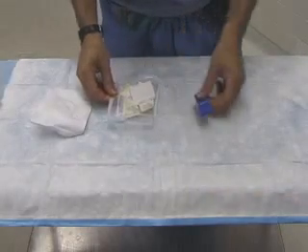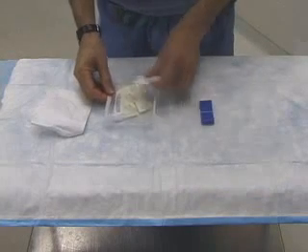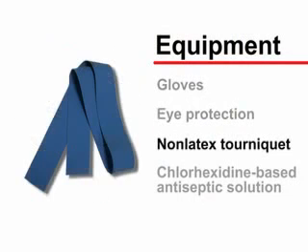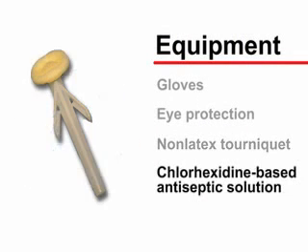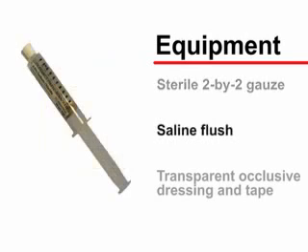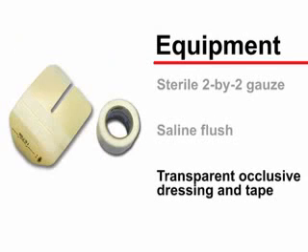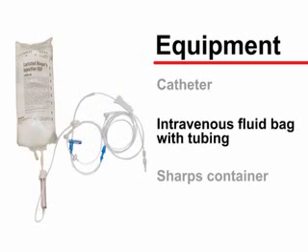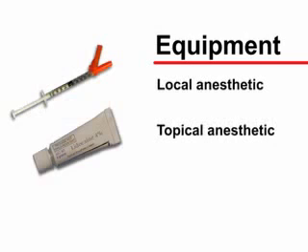Gather the equipment and have it ready at the bedside before beginning the procedure. You will need gloves, eye protection, a non-latex tourniquet, chlorhexidine-based antiseptic solution, sterile 2x2 gauze, a saline flush, a transparent occlusive dressing and tape, an appropriately sized catheter ranging from 14 to 24 gauge, an intravenous fluid bag with tubing, and a sharps container. A local or topical anesthetic may be required if the catheter is 20 gauge or greater.